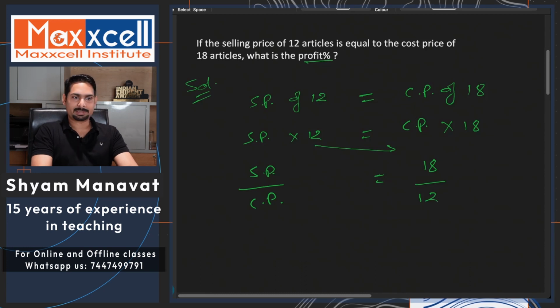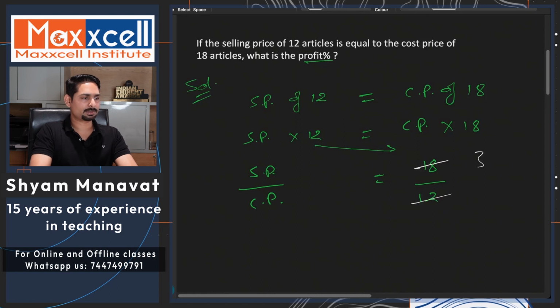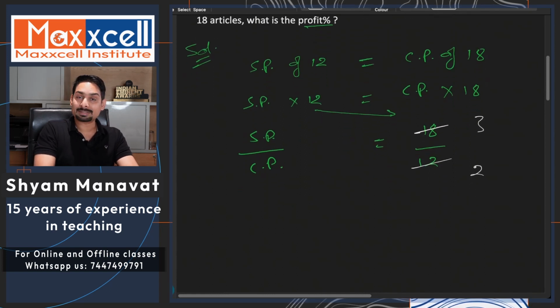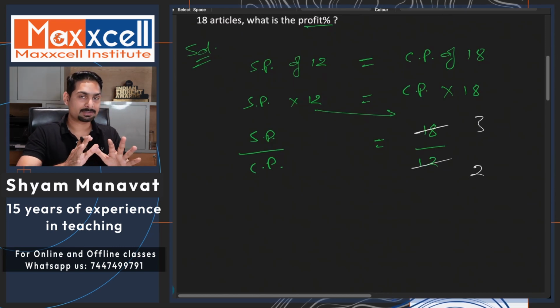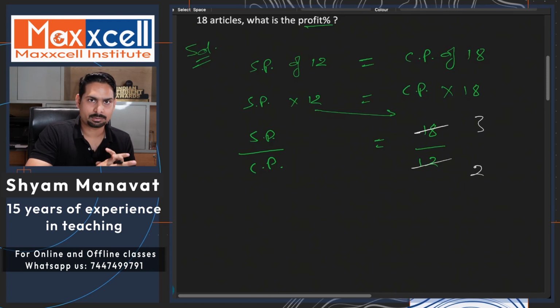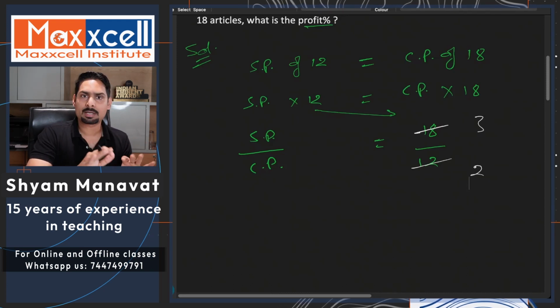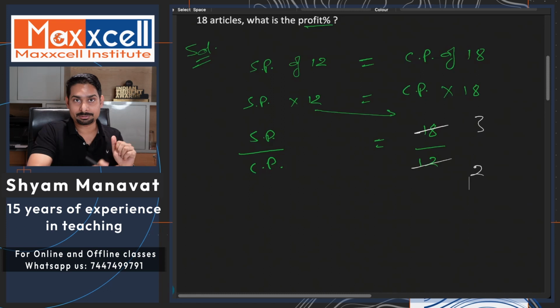So that's how it goes in division. Now simplify. 6 3s are 18, 6 2s are 12. Okay, now you got the ratio of selling price and cost price equal to 3/2. I know I have not discussed ratio as a concept so far, so that's fine. We are not getting into the ratio concept here.